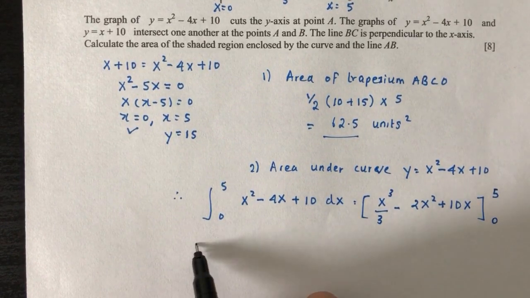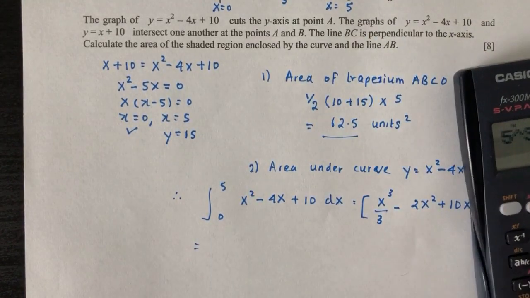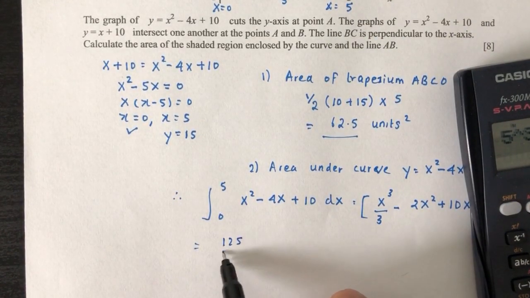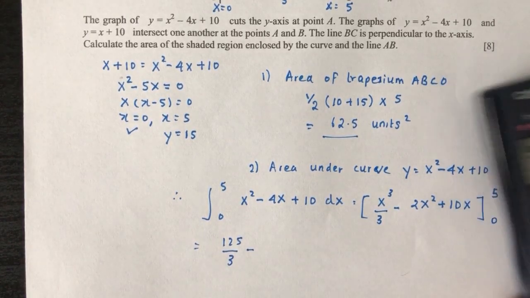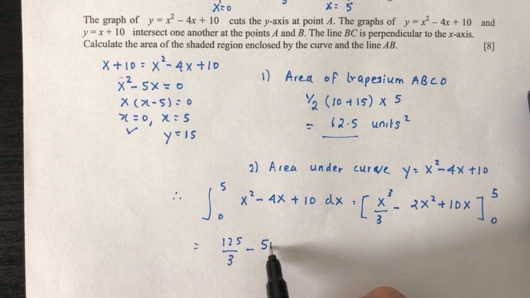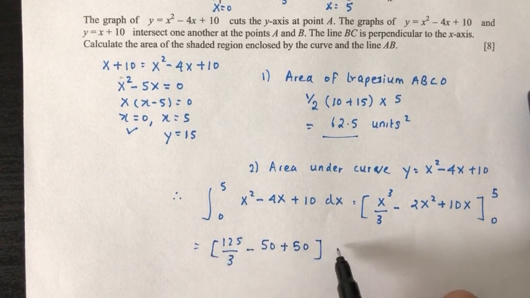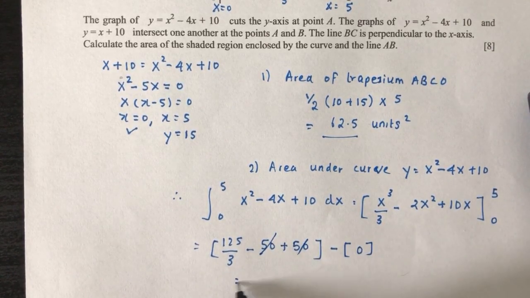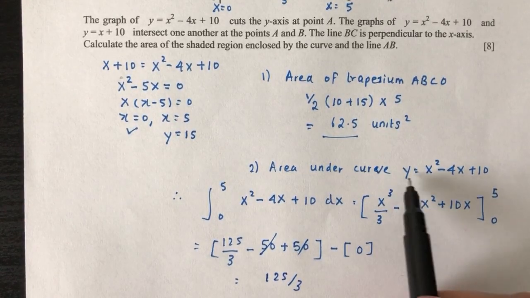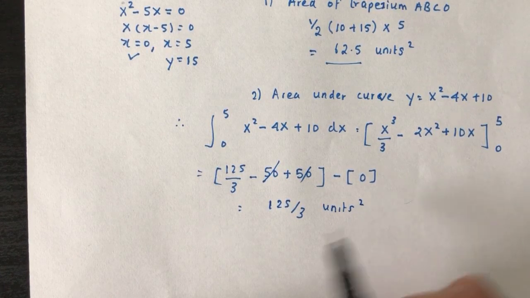Now let's simplify. We will have 5 power 3, so 125 over 3 minus, so 2 times 25, that will be 50, plus 50. That's the first part, minus 0. So this goes away. We'll have 125 over 3 for area under curve. That will be units square.